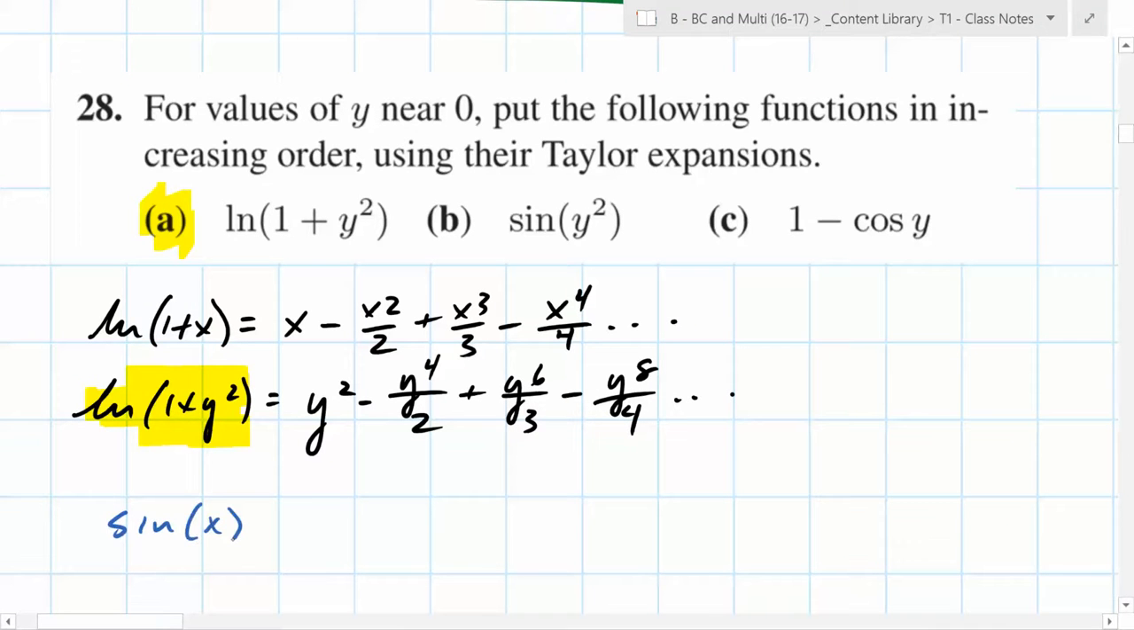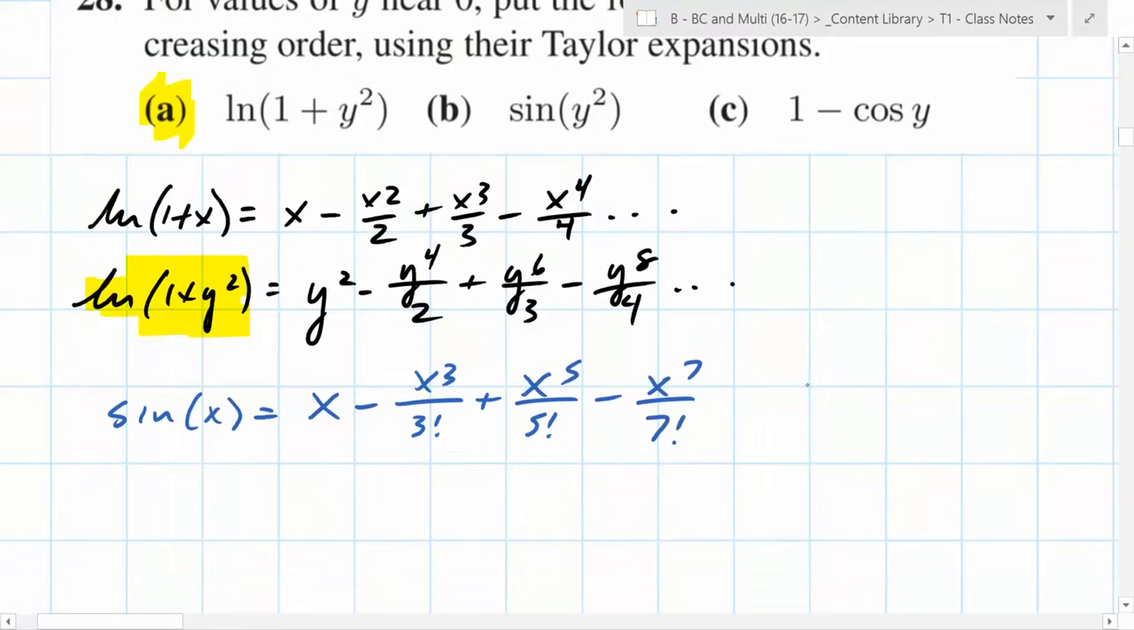What about sine of x? What does sine of x equal? x minus x cubed over 3 factorial, plus x to the 5th over 5 factorial, minus x to the 7th over 7 factorial. We good with that so far?